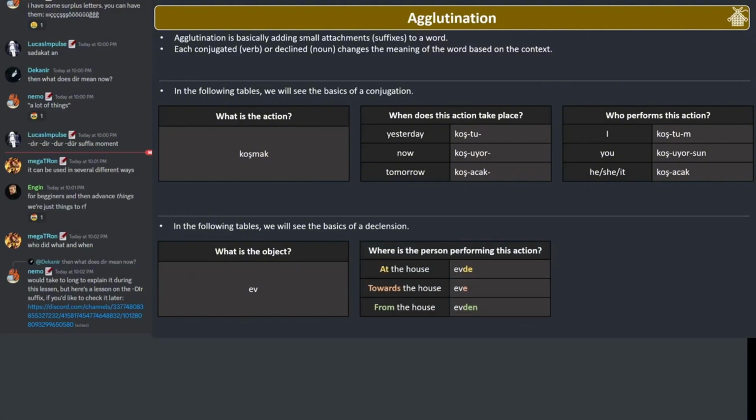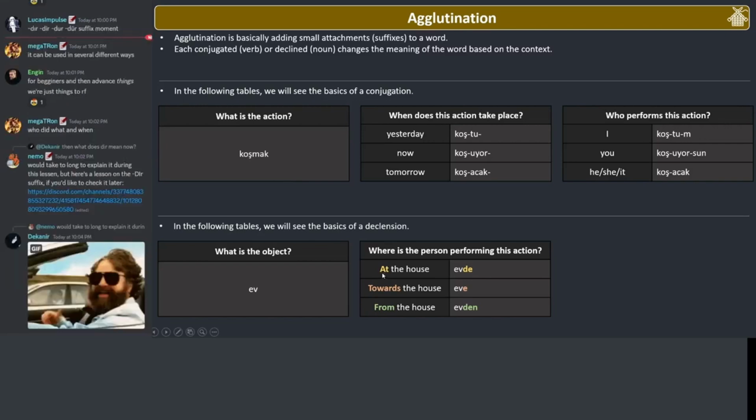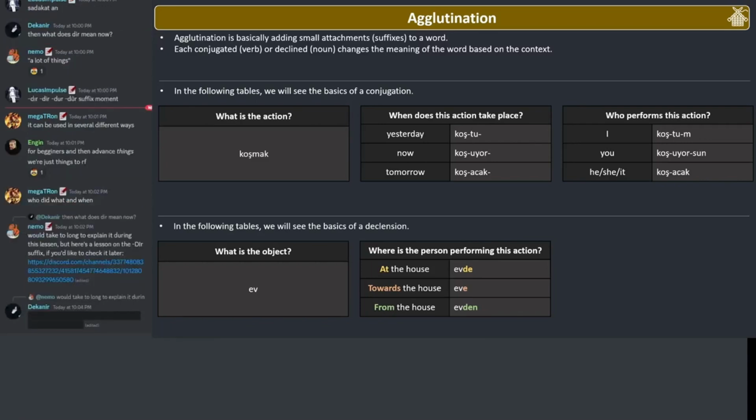Where is the person performing this action? If the person is running at the house, it is evde. If the person is running towards the house, it is eve. If the person is running from the house, like running away, it is evden. So each time you need to decline the object: evde, eve, evden.